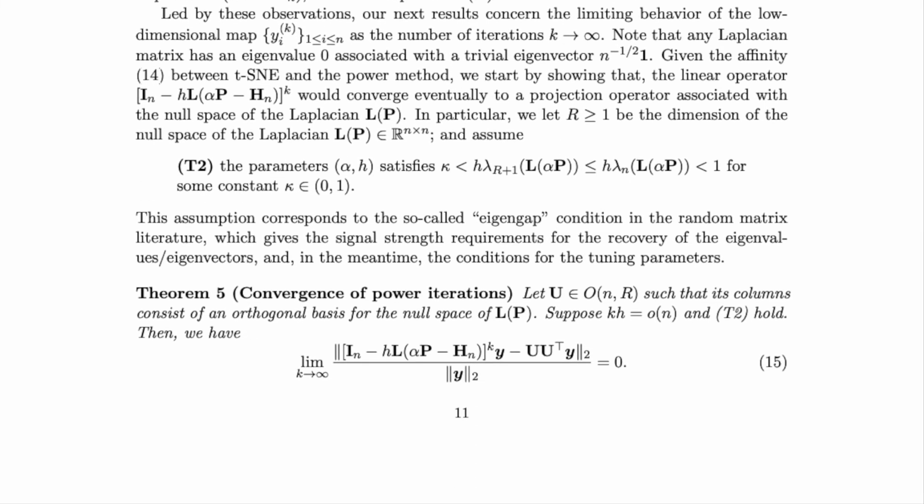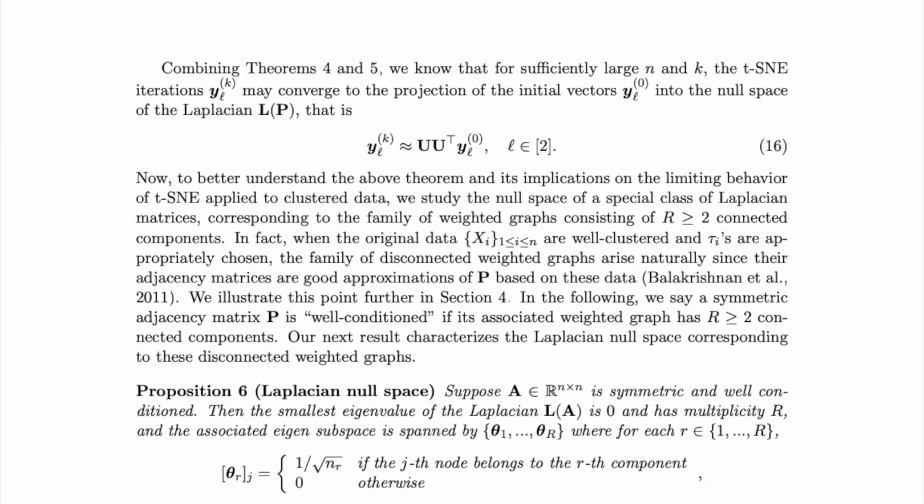Theorem 5, convergence of power iterations. Let U be in R^(n×r) such that its columns consist of an orthogonal basis for the null space of L(P). Suppose κh = O(n) and (T2) hold. Then we have the following formula. Combining Theorems 4 and 5, we know that for sufficiently large n and k, the t-SNE iterations y^(k) may converge to the projection of the initial vectors y^(0) into the null space of the Laplacian L(P), that is, the following formula.